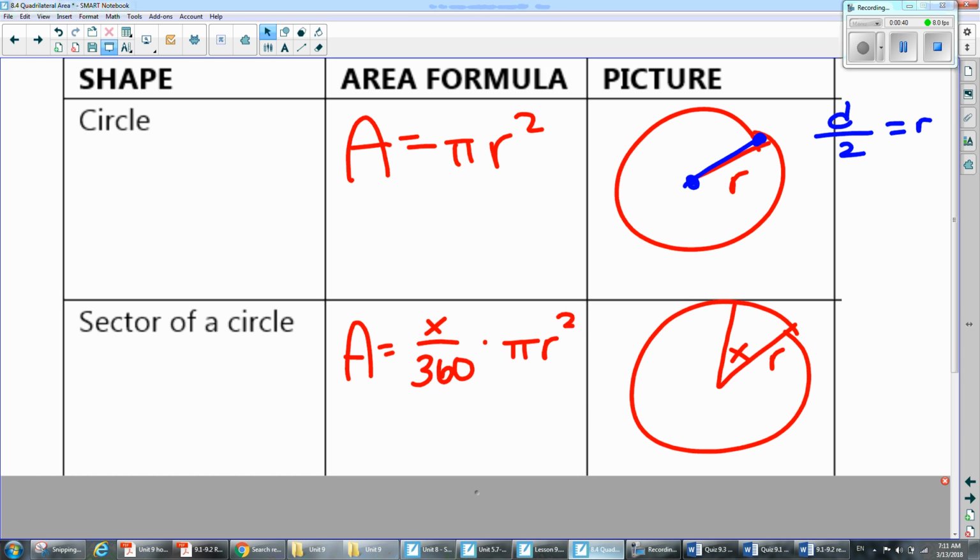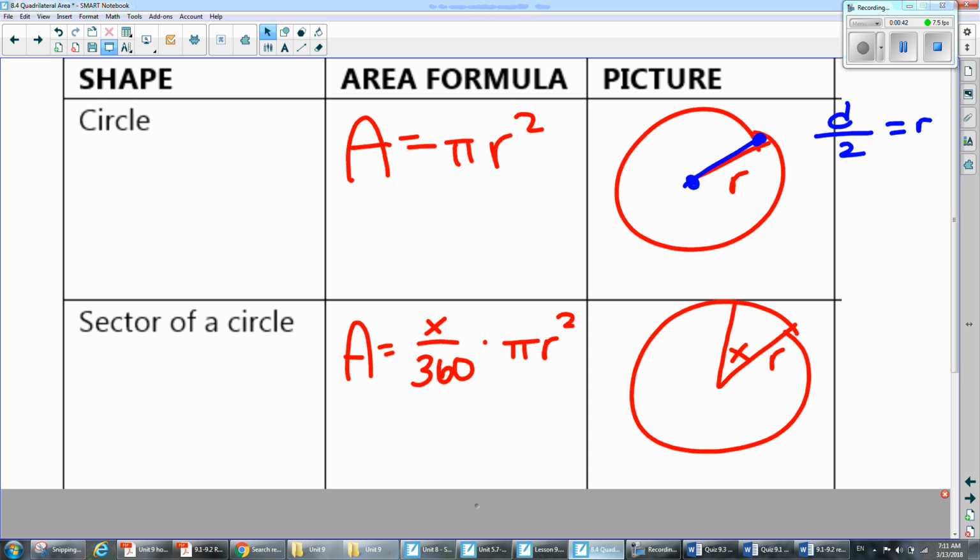In circles, we also talked about the area of a sector, like the area of a piece of pie. So you will take x and divide it by 360. Remember, x is your central angle measure, or sometimes they give it to you as an arc measure. Remember, they're the same. And then you're multiplying that by the area of a circle, by pi r squared. So there's the picture. Remember that you're just finding the area of this slice of the circle.